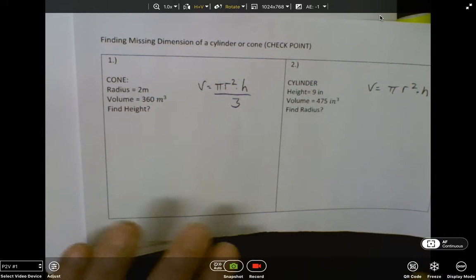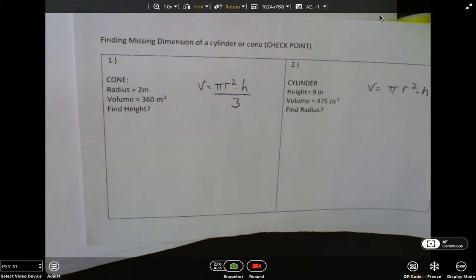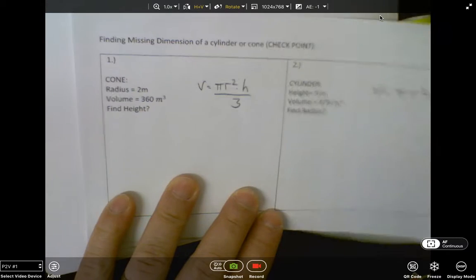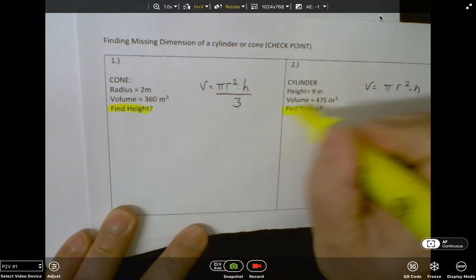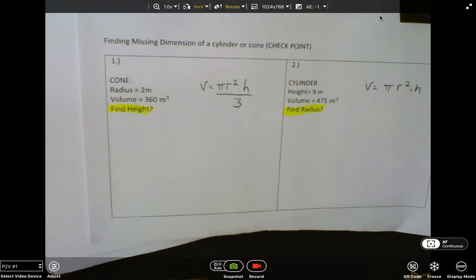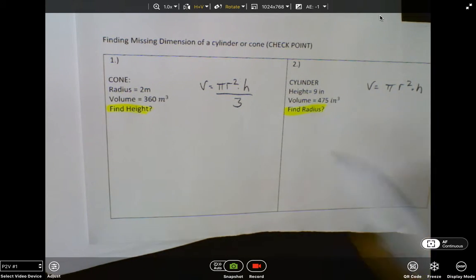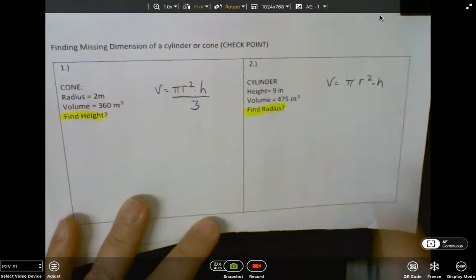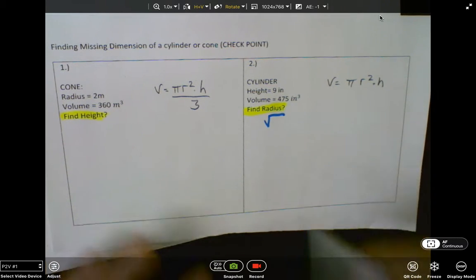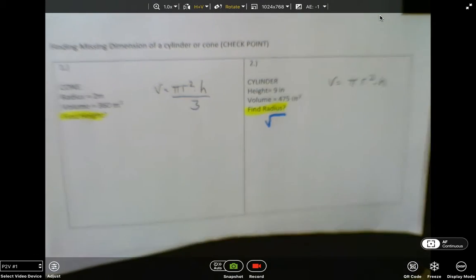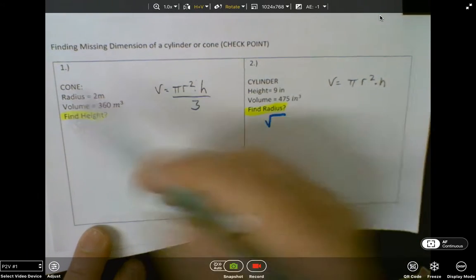Today's checkpoint and sticker questions, you're asked to find a missing height question and a missing radius question. Now remember, on the test tomorrow, when you see the missing radius question, in order to solve for this r squared, at some point at the end, you're going to have to do the inverse of squaring, which is square root. So going to number one, first thing with both these types of questions, you plug in what you know.